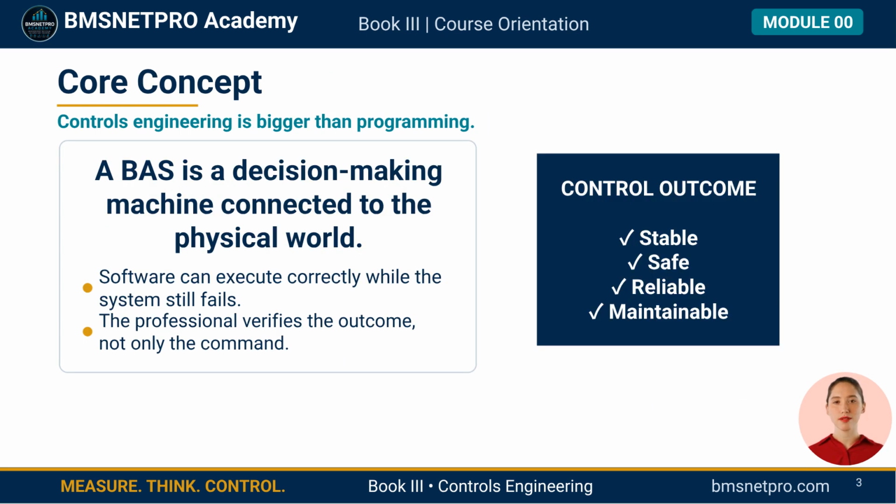The central idea in Book 3 is simple but powerful. A building automation system is a decision-making machine connected to the physical world. Sensors report conditions. Controllers compare those conditions with requirements. Programs decide what to do next. Actuators move valves, dampers, drives, relays, and stages. But the real question is always physical. Did the building respond correctly? This course teaches that professional habit. We do not judge control work by whether code runs. We judge it by whether the controlled result is stable, safe, reliable, maintainable, and verifiable.